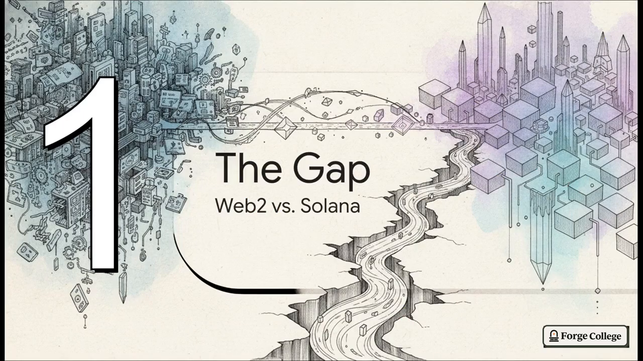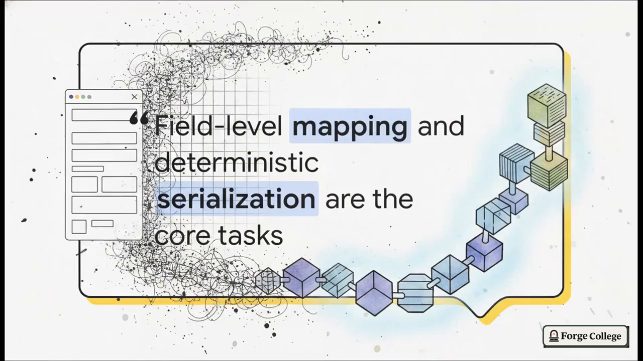Starting with Section 1, the gap, Web2 chaos versus Solana order. Knowing what you want your smart contract to do on-chain is actually entirely useless if your systems can't speak the exact same language. Field-level mapping and deterministic serialization are the absolute core tasks when moving a Web2 JSON payload into a Solana instruction format. This is the unbreakable contract we are creating today. We're establishing explicit, ironclad rules for every single piece of data moving from a web browser to the blockchain. There is zero guesswork allowed here.